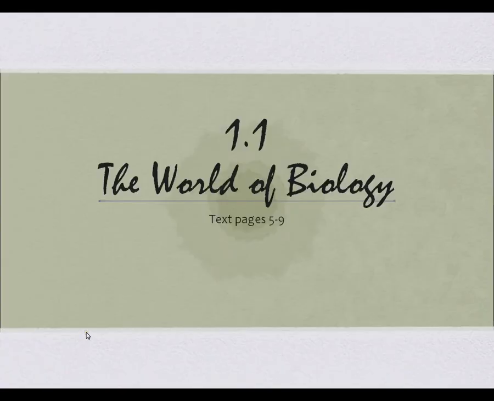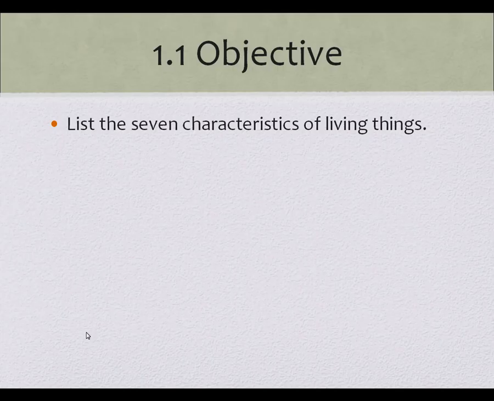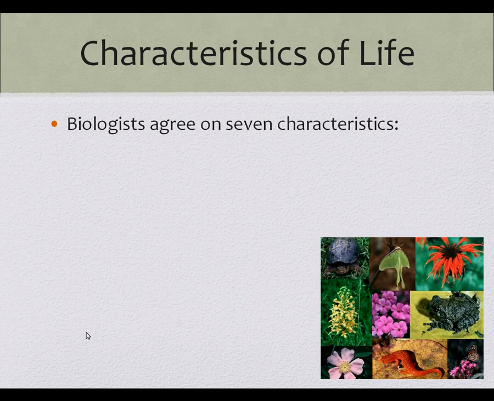Welcome. We are going to talk about the characteristics of life, which is in Chapter 1, Section 1 of your book. The objective for this screencast is that you understand the 7 characteristics of living things. And there are 7 that biologists agree on.